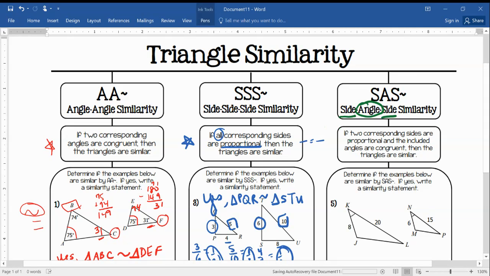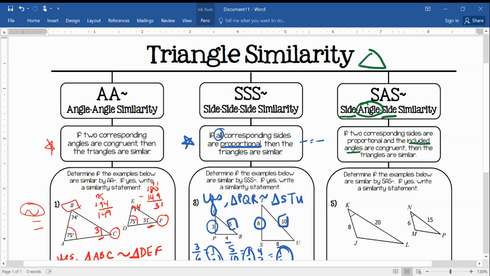All right, the little statement we have here says if two corresponding sides are proportional and the included angles are congruent, then the triangles are similar. So let me show you what that means.